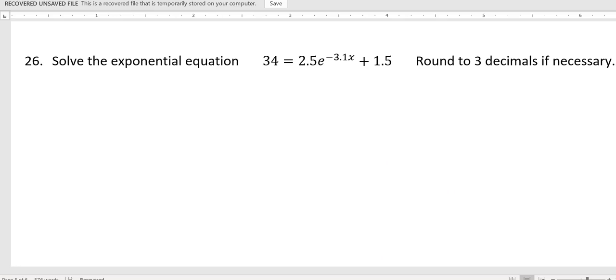Okay, so we're going to solve the exponential equation. Same way we've done it earlier. We're going to rewrite it as a log. First thing I want to do is isolate it though, which means just get that base to the exponent alone on one side.